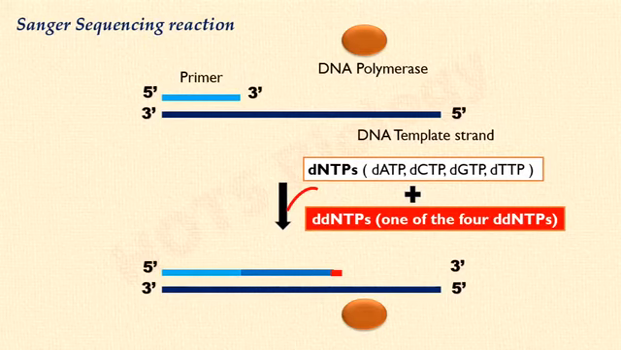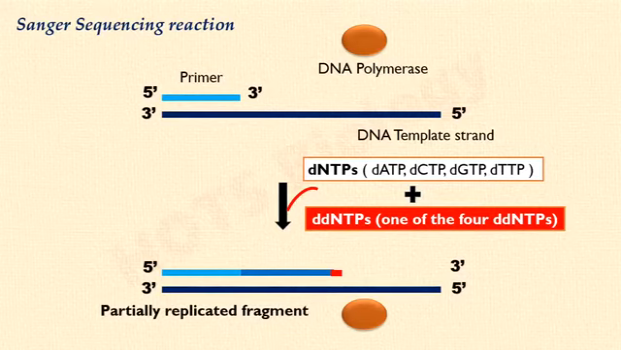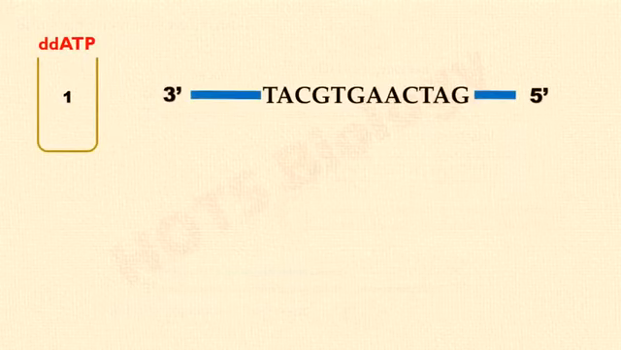Thus, in each case, we will get partially replicated fragments. Let's understand this for the first reaction. This is our DNA template strand and this is the primer. ddATP is present in lower amount. ddATP will be incorporated occasionally wherever normal dATP is to be incorporated, complementary to thymine residue. And each time a ddATP is incorporated, the DNA synthesis terminates.